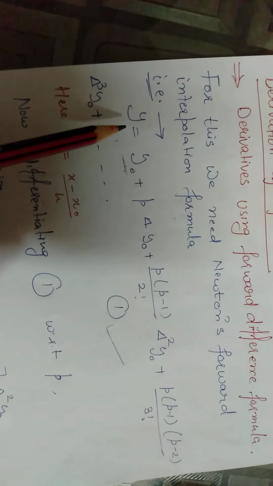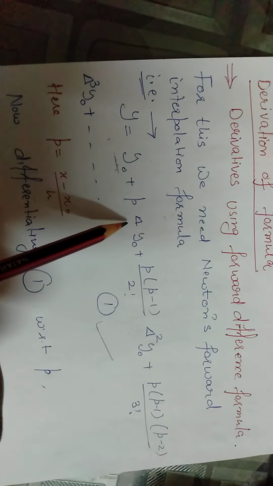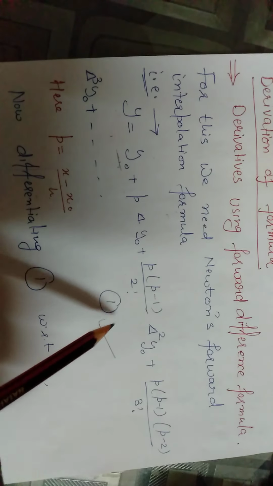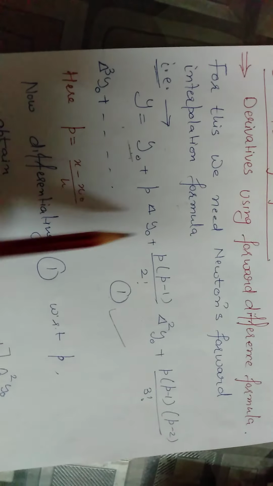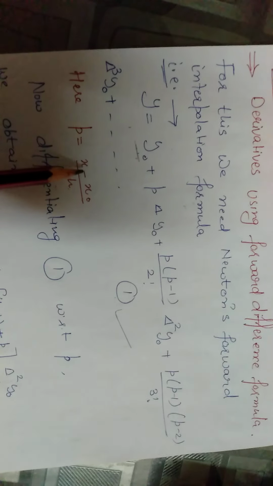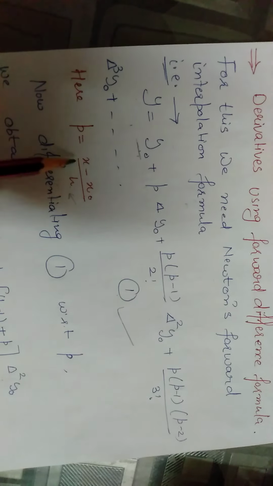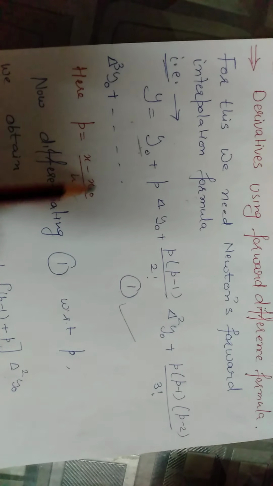So this formula is like this: y is y naught plus p delta y naught plus p into p minus 1 by 2 factorial del square y naught and other factors in the continuation. Suppose this is our equation 1 where we know what is p. P is x minus x naught divided by h, where this h is a step size, x is our variable, x naught is the initial point.